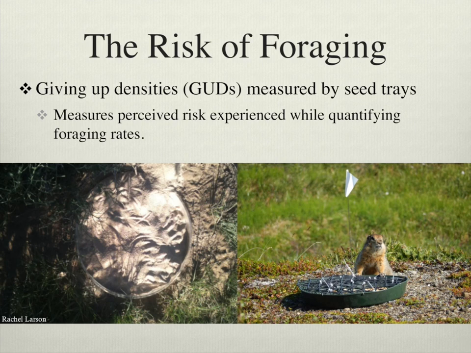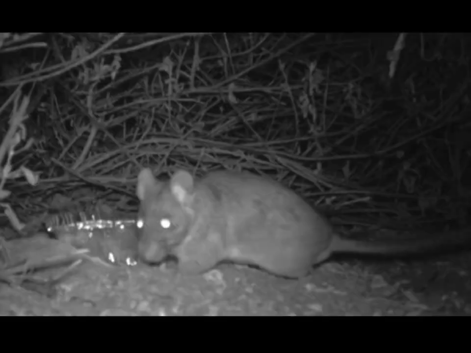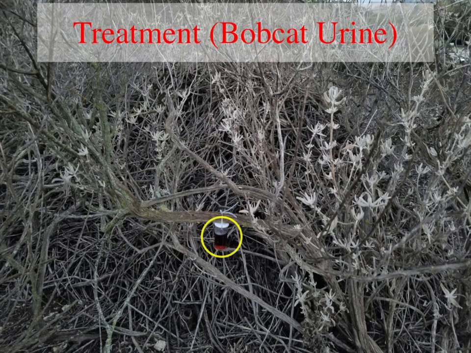And I did this by setting out seed trays full of approximately 10 grams of sunflower seeds in 2 liters of sand mixed together. These were set in dense chaparral at dusk and then collected for the remaining seed at dawn. Next, I induced a treatment of bobcat urine by placing a dispenser full of it at each midden. Middens within the control patches were given a dispenser full of water.